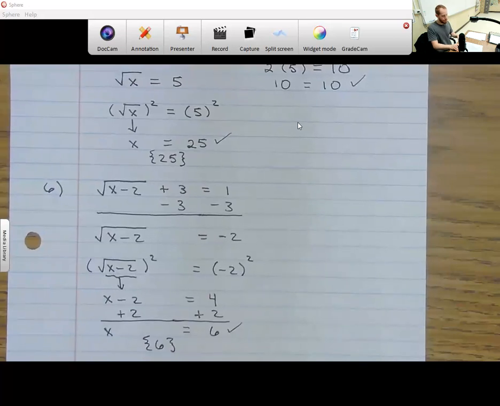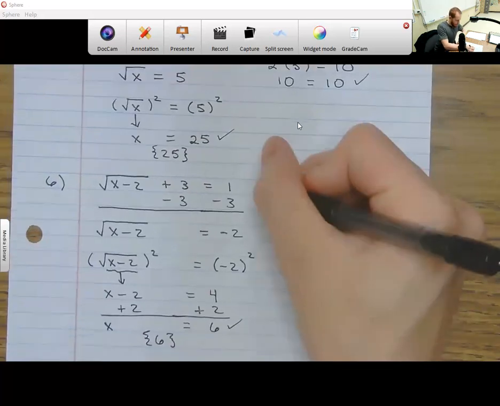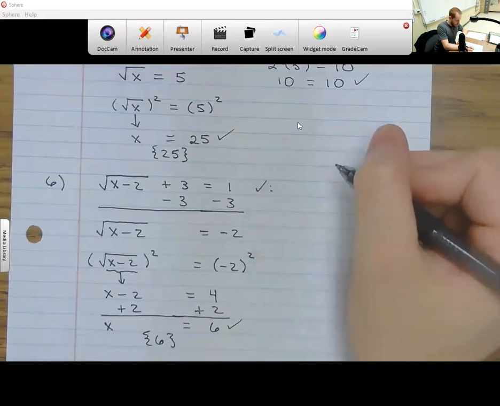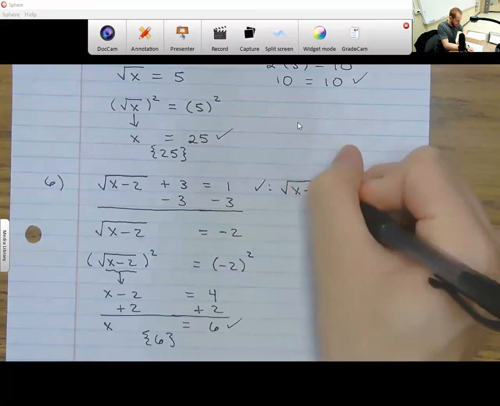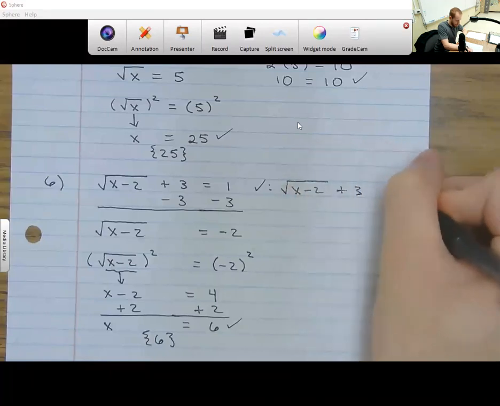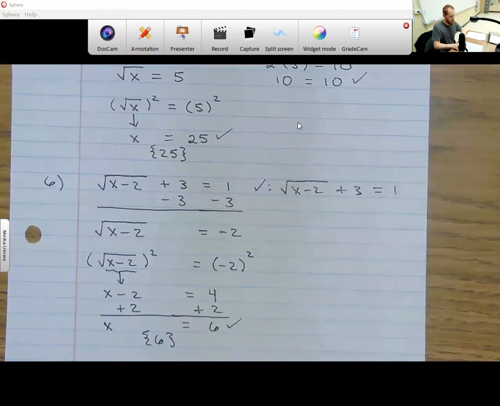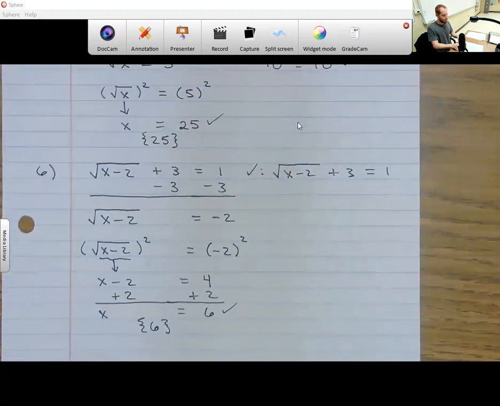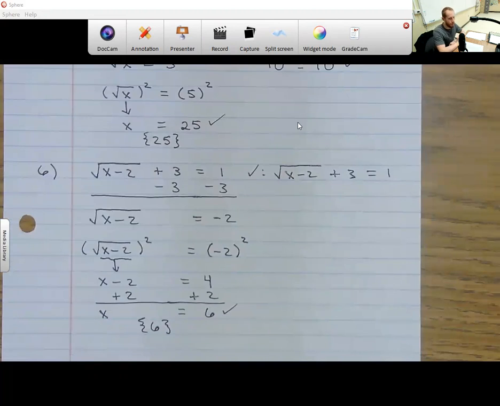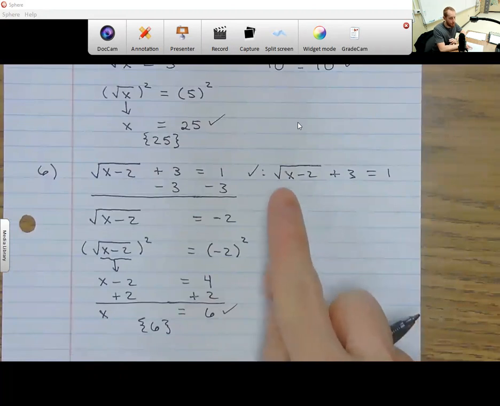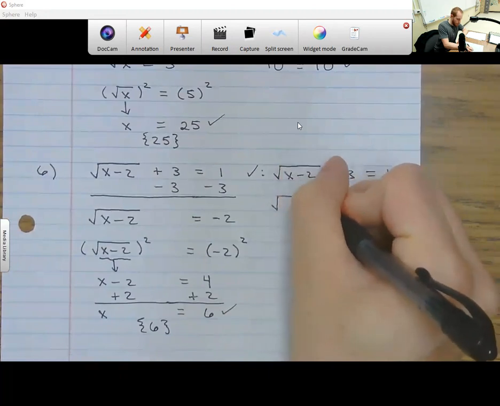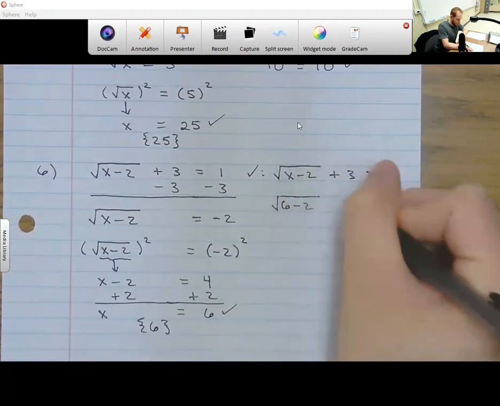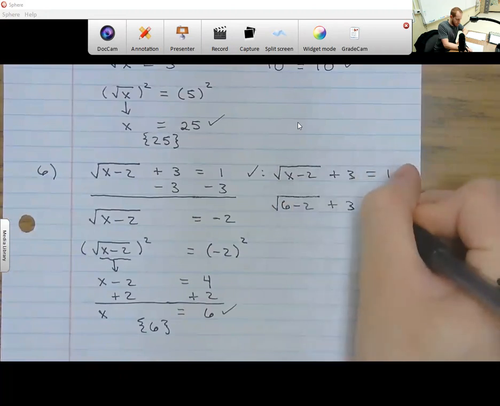Okay, let's check it. All right, so just like always, I write down my original equation. Don't change anything to it yet. We'll get to that. Just writing down what they gave me in the first place. Okay, so this is my original equation. What I'm going to do now is I'm going to let x be 6 and see what happens. So I'm going to get the square root of 6 minus 2 plus 3 on the outside is equal to 1.